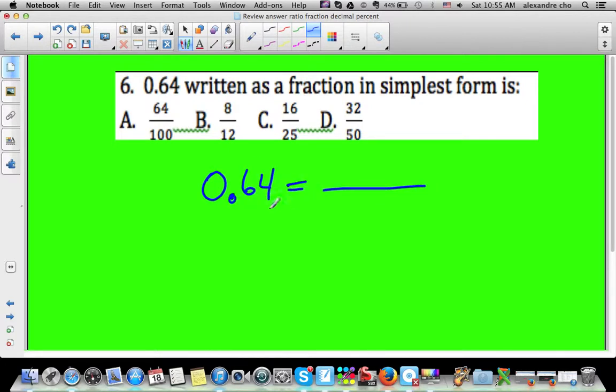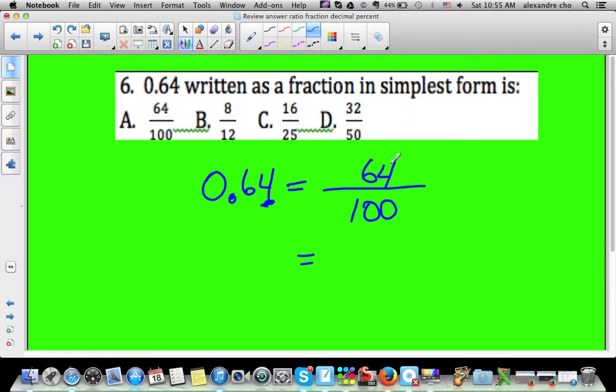Well, we look at the last place value, which is the hundredths. Okay, so that's what you write as a denominator. And the numerator is the number on top, without the decimal. So it's 64 over 100. Now we have to simplify because that's what the question is asking.